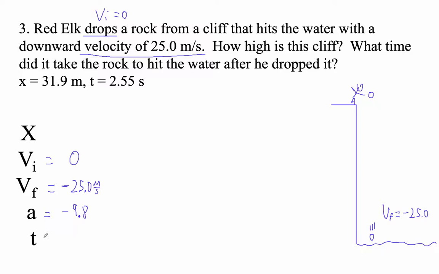So we'll use the no-t equation to find the height. Let's do that first. So Vf squared is Vi squared plus 2ax. Let's plug the numbers in. Negative 25, the quantity squared, is 0 squared plus 2 times negative 9.8 times x. All right, let's math this. Negative 25 squared is 625.